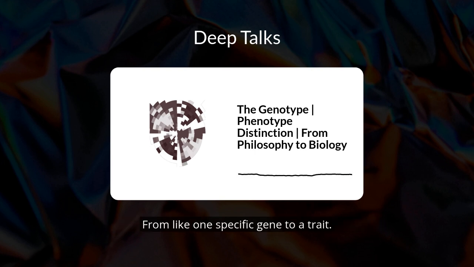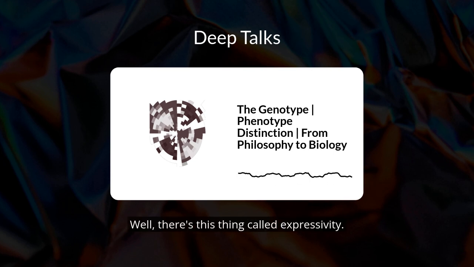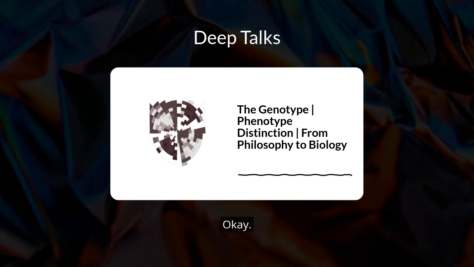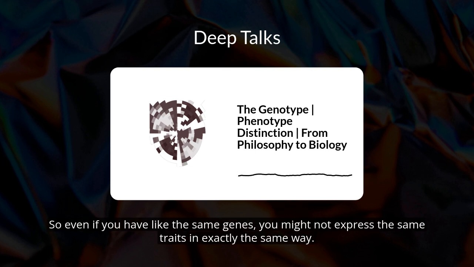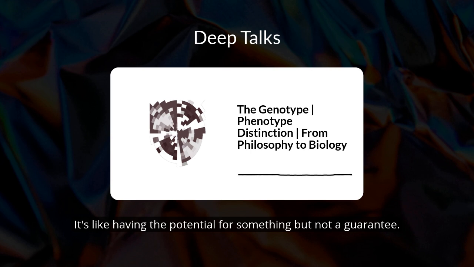From like one specific gene to a trait. Are there other things that complicate it besides that? Absolutely. Well, there's this thing called expressivity. This is where the same genotype can result in a range of phenotypic expressions. So even if you have the same genes, you might not express the same traits in exactly the same way. It's like having the potential for something, but not a guarantee.